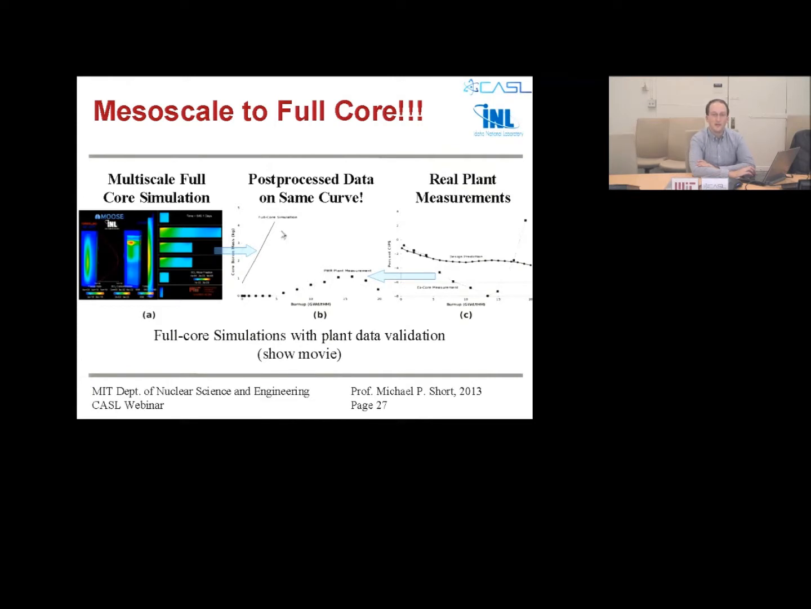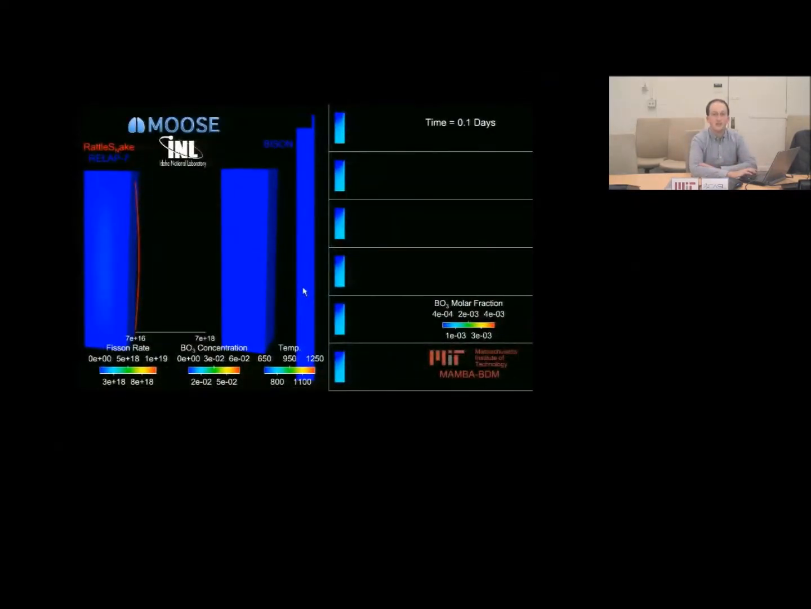Now you might notice the agreement is not so good. That's okay. Just the very fact that we can get these two things on the same curve means we have a starting point where we can start to tweak our mesoscale models and actually see their effect on the macro scale and try to get the simulation curve to match this curve right here. And I wanted to show a quick movie of this simulation in action.